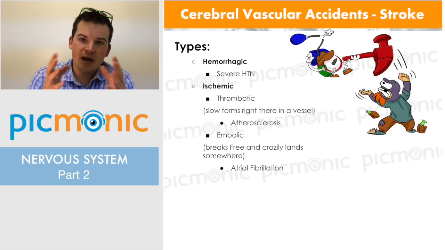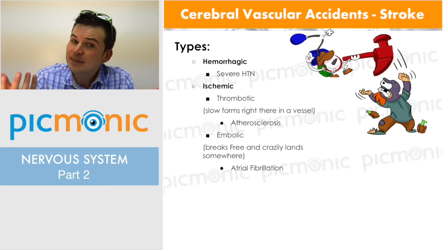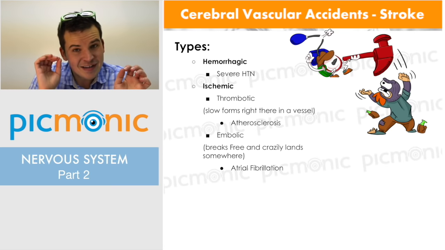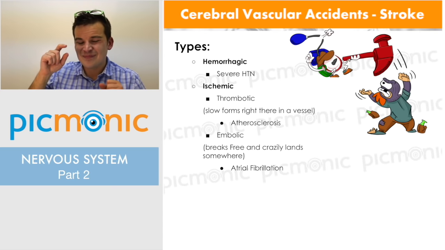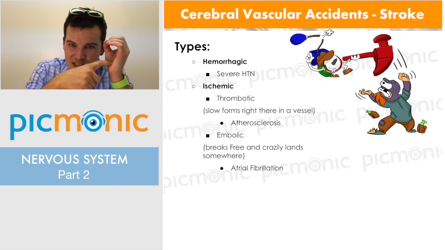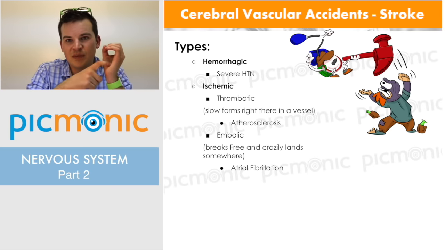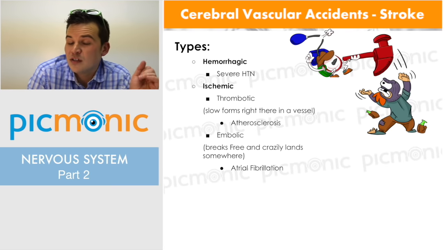How do you remember thrombotic? Well, I remember that thrombotic, or a thrombus, starts with a T, and a thrombus is something that forms right there, with a T. So it means it forms in a vessel, slowly forms over time, right there in a vessel. There it is forming. Thrombus, thrombotic stroke, something that forms right there. And it's going to occlude eventually because it's going to keep building up until it blocks off the blood supply. Formed right there and it just kept getting bigger until it blocked it off.